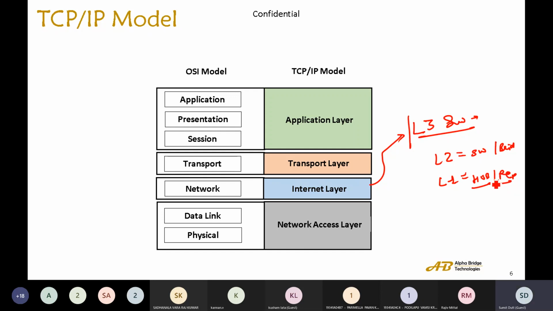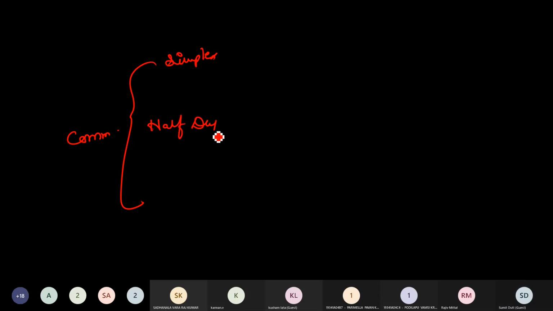Okay. Fine. Can anyone tell me whether layer 2 is half duplex or full duplex? Do you understand half duplex and full duplex? Anyone? Okay. Let me tell you, there are three types of communication: simplex, half duplex, and full duplex.